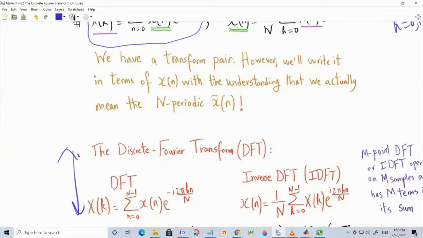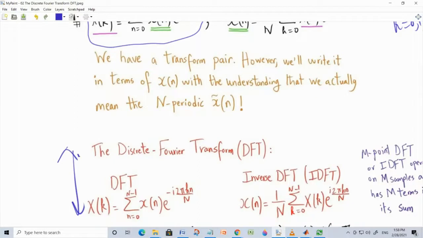X of k is equal to the summation n from 0 to N minus 1 of x of n e to the minus i 2 pi k n over big N. And the inverse is x of n equals 1 over N, summation k from 0 to big N minus 1 of X of k e to the i 2 pi k n over N. This is called the N-point DFT. The word point here just means N samples, N numbers, generally complex. You have N complex numbers in the time domain, N complex numbers in the frequency domain.